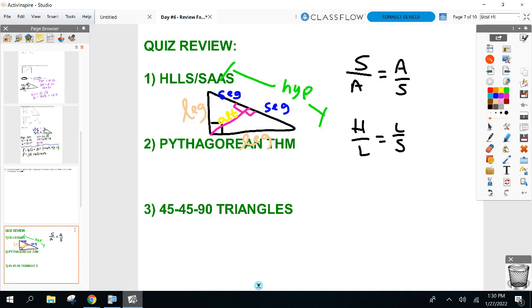H. Yep. I have it labeled up there, so we don't need to discuss it. L. Leg. And again, you pick the leg you have the information for or you're trying to find. L. Same leg. S. Segment. Which one? The one that touches the leg we use. Correct. One adjacent or next to the leg being used in the proportion.